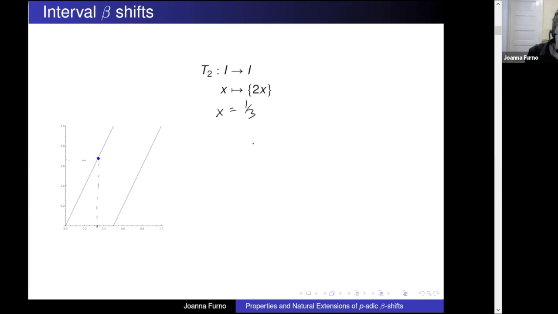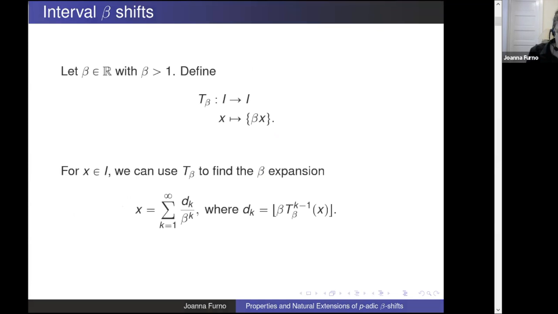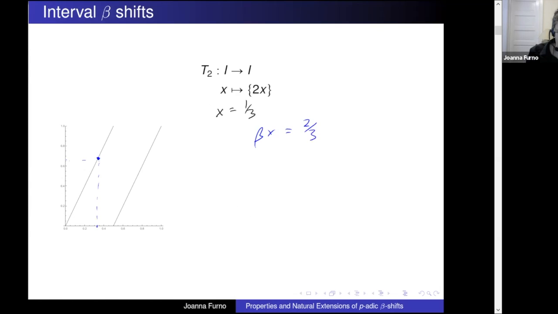So when you do beta x, you get 2/3. Remember our formula, we take the integer part of beta times the iterate, and for d1 this would be beta times T to the 0, which is just the identity map, so you get no integer part, and your first iterate is just that fraction. And so then you can plug that 2/3 in.